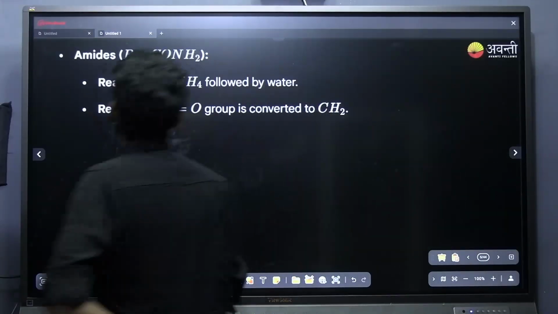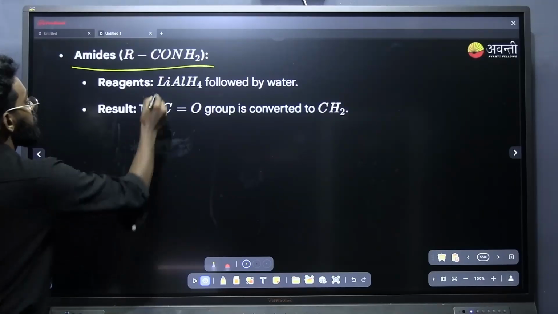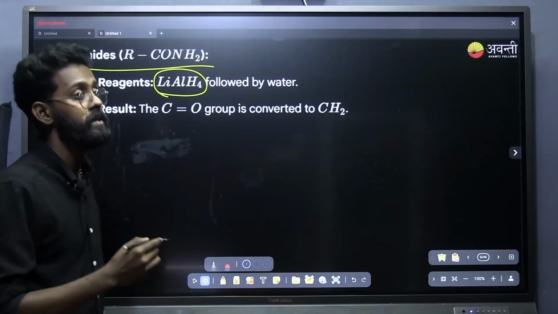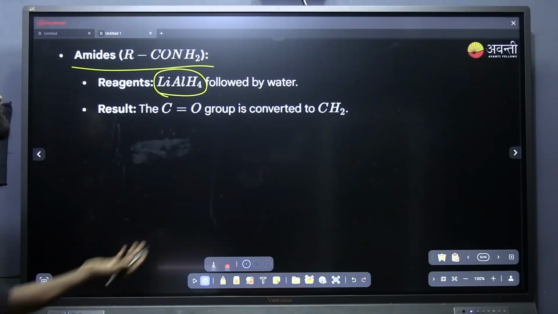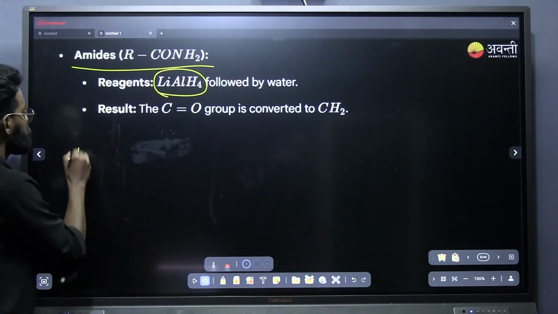Yes, thank you. Next is from amides. From amides, how can we prepare amines? The reagent we will be using is lithium aluminum hydride. We already discussed lithium aluminum hydride in the aldehydes, ketones and ethers chapter. It will be reducing amide to amine. What is going to happen?